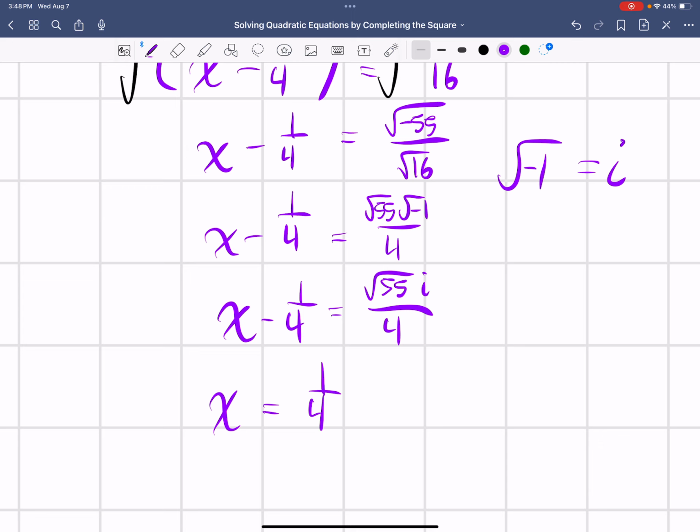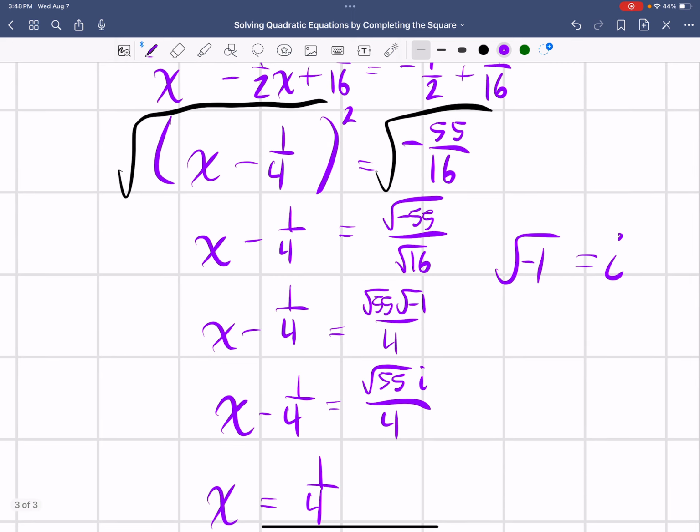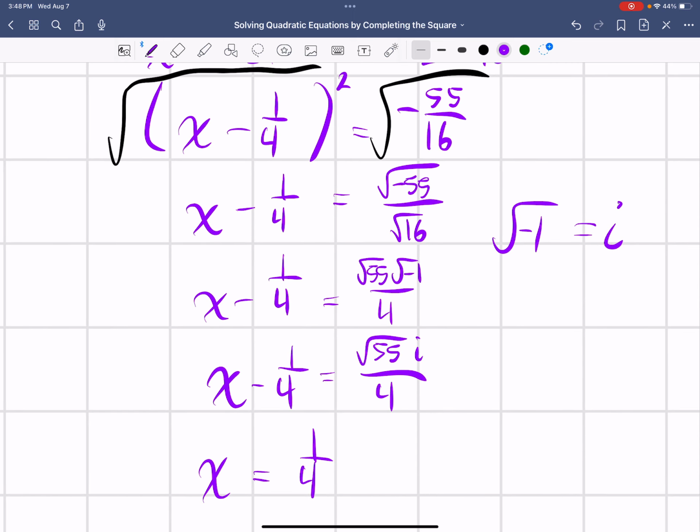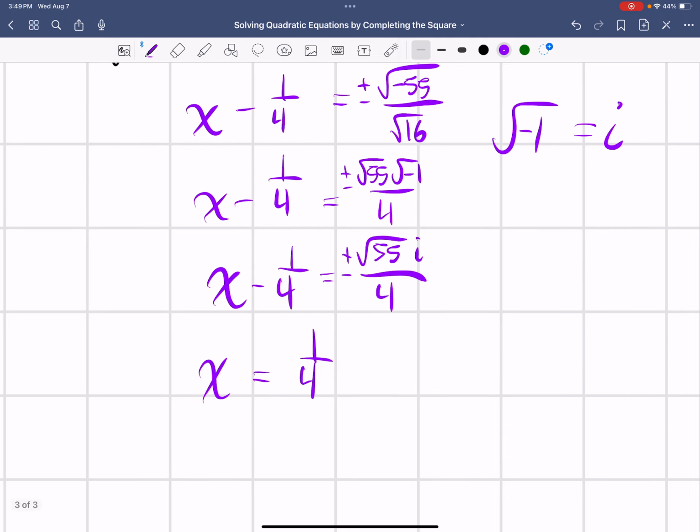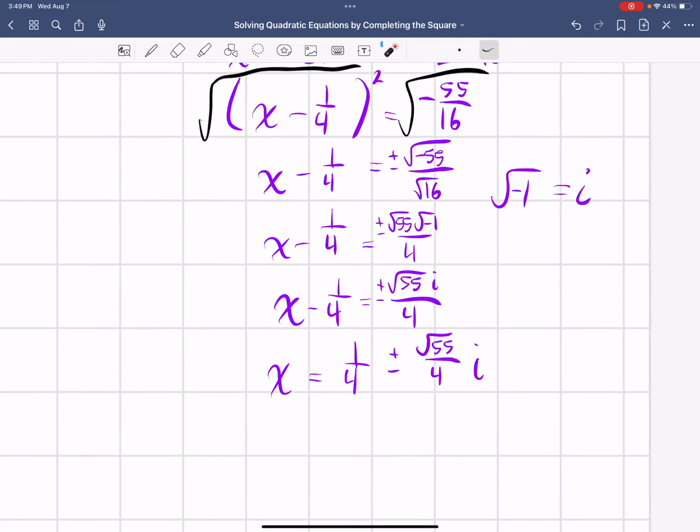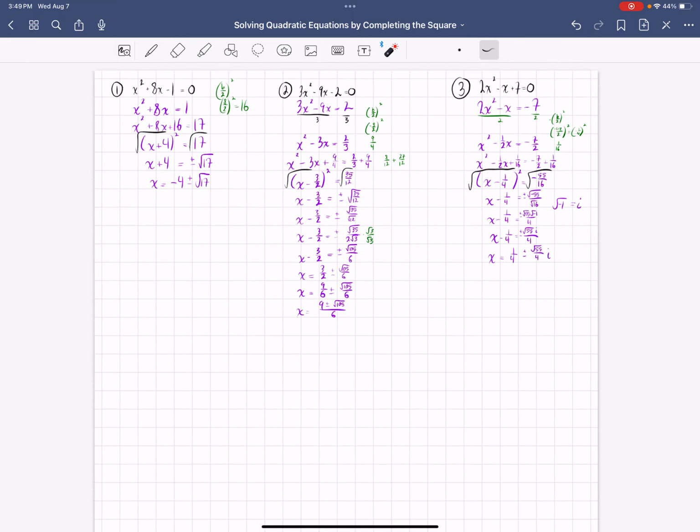So we have 1/4. Oh, and I'm guilty. What did I forget to do? Plus or minus. Don't forget it. So 1/4 plus or minus, and we'll write it like this, root 55 over 4 i. It's nice to write complex numbers as a plus bi. So at last, that's the end of the problem and the end of the video.